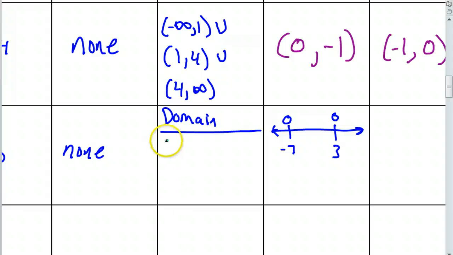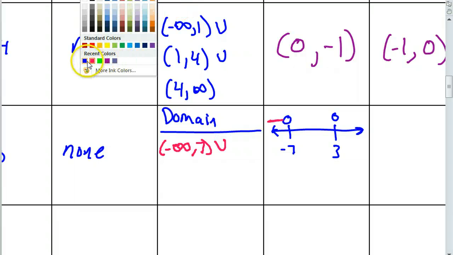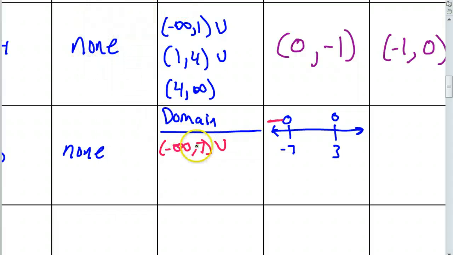So the first part of my domain is going to be from here, like this left part over here. So what's that part of the domain going to be? Read it to me. Negative infinity to negative 7. Okay, union. Let me switch colors real quick.